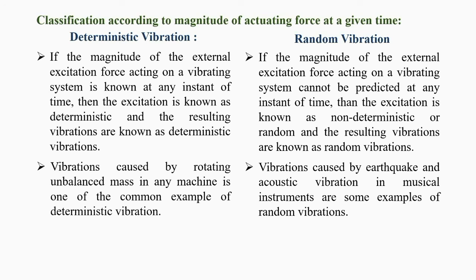While in case of random vibration, the magnitude of external excitation force we cannot predict at any instant of time. Its magnitude would change in an unpredictable manner. So such vibrations are known as non-deterministic or random vibration. For example, vibration caused by an earthquake. Then in musical instruments there are acoustic vibrations, which are subjected to forces having random characteristics. So such vibrations are known as non-deterministic vibration or random vibration.